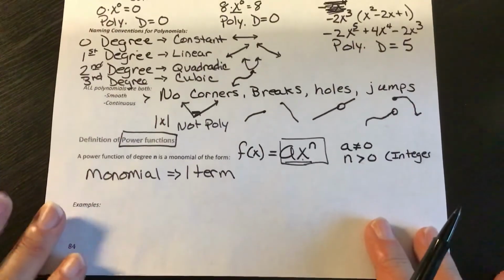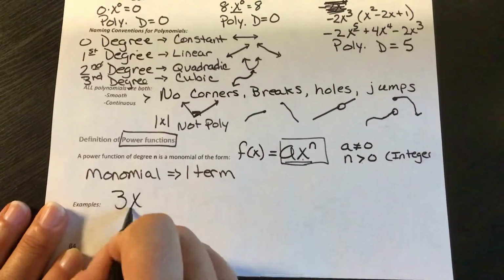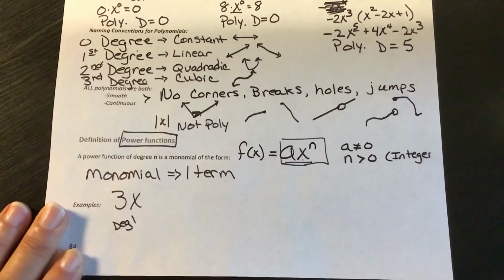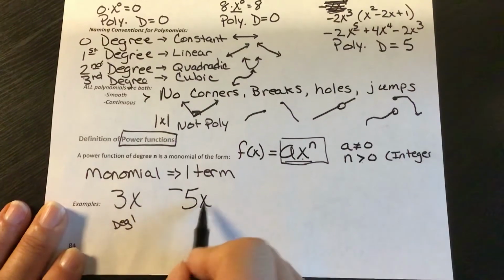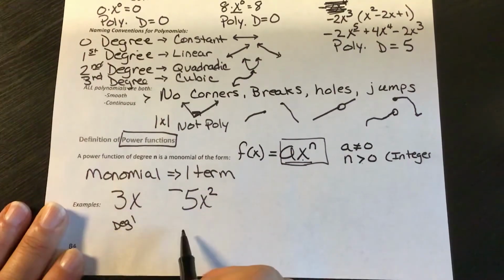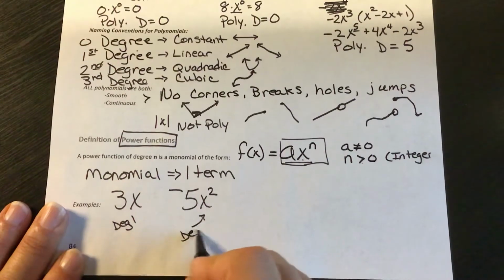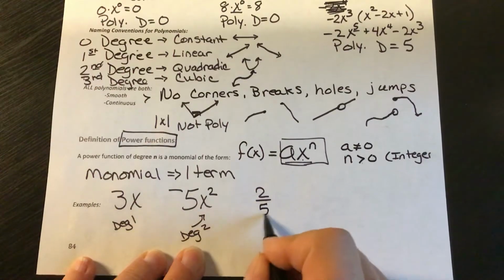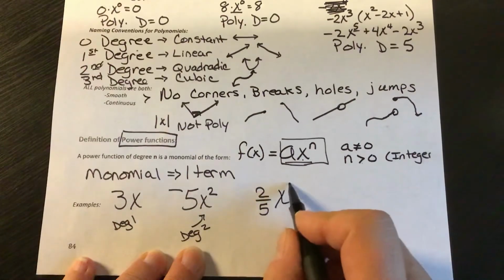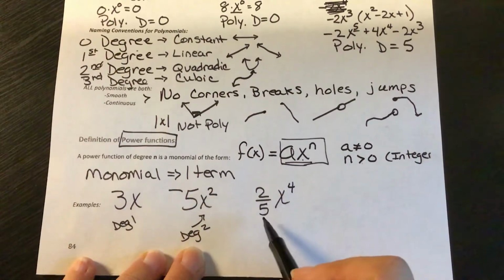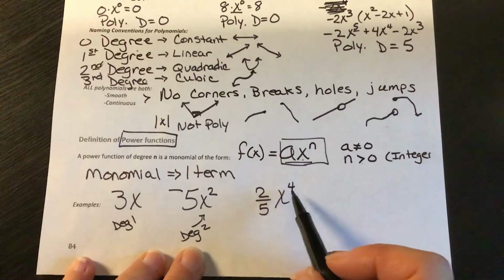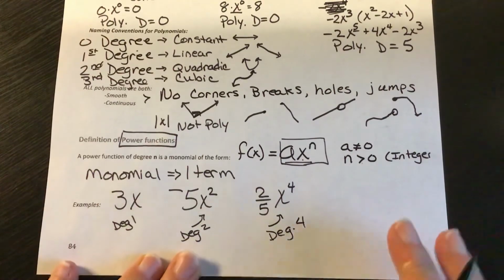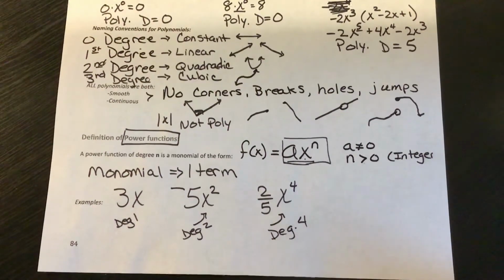So some examples of monomials are like 3x. Here's a monomial and my power is degree 1. How about negative 5x squared? This is a monomial, one term, and this is degree 2. I could have a coefficient be a fraction. So my coefficient can be a fraction, but my exponent cannot. So this is degree 4. All right, so these are just some examples of monomials.